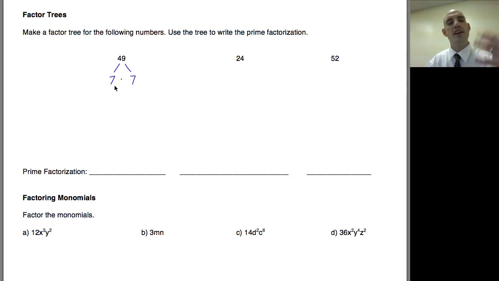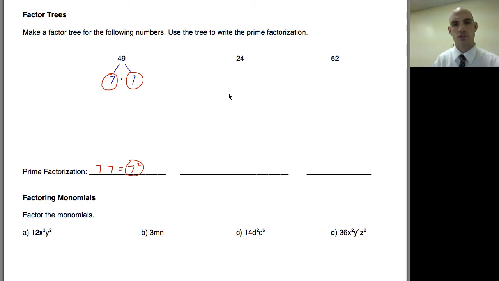Well, the key to a factor tree is when I get to a prime number, a number with only factors of 1 and itself, I stop. And so I know that the only things that multiply together to get 7 would be 1 and 7. And so I'm going to circle these prime numbers. And when I write the prime factorization down here, I'm just going to write 7 times 7, and that's 7 squared. This is the prime factorization of 49.